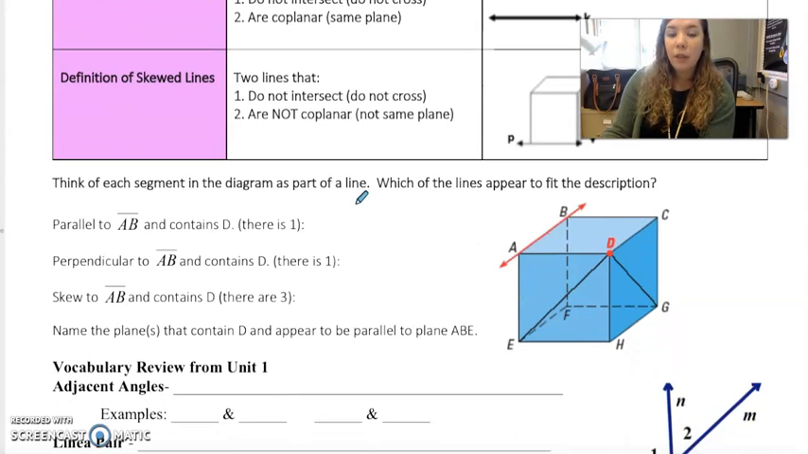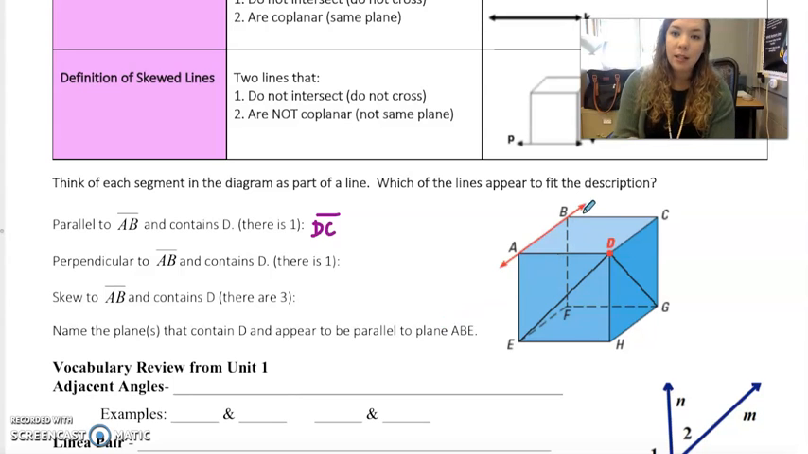Which lines appear to fit the description? Parallel to line segment AB and contains D. So that has to be in the same plane. So we're talking about this top part of our cube here. So we would say line segment DC. That's the only one that would be parallel to AB, never cross, in the same plane, that contains D.